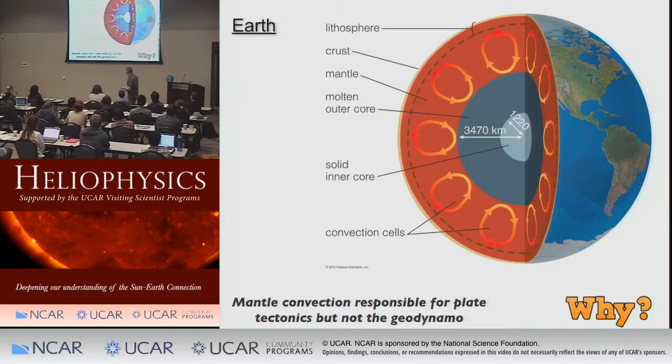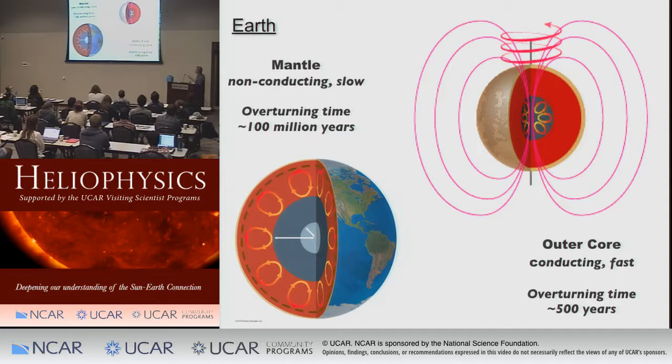So the part that is conducting is the outer core. The overturning time in the mantle is on the order of 100 million years. The overturning time of the core, the liquid metal outer core, is about 500 years. It's a lot faster. And it's a very good conductor. So it's this part in the outer core that actually generates the magnetic field.